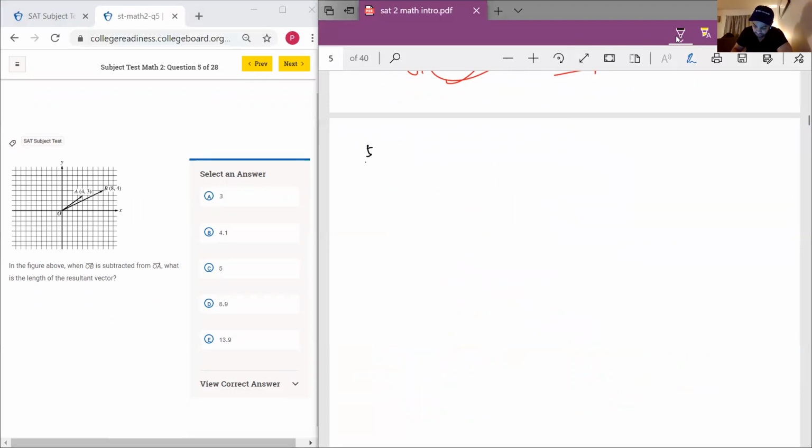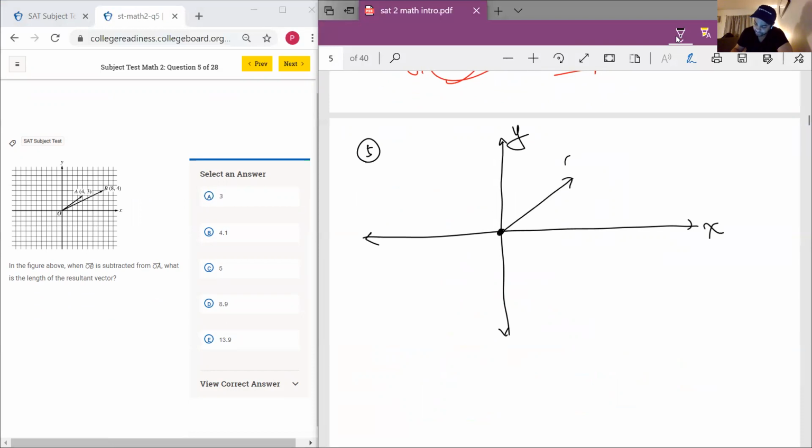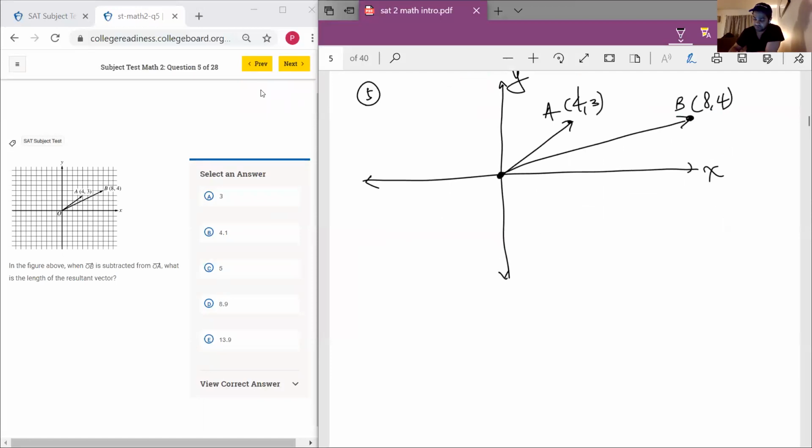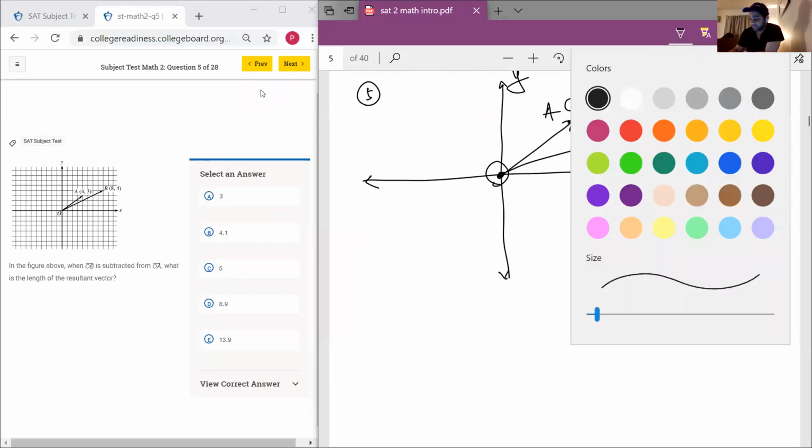Number 5, vectors. Students hate this idea. But as a physics major or ex-physics major, I love me some vectors. The scope of vectors is actually pretty limited. You just have to know what it means and then find the basic resultants given the coordinates. And it makes it also all that much easier given that it's centered at the origin.